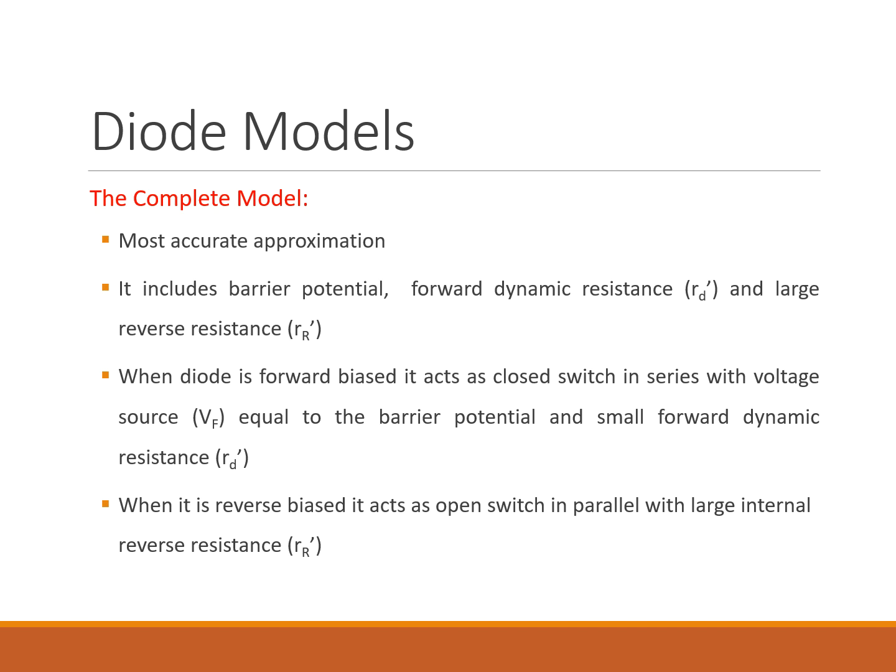Okay, you've seen the ideal model, explored the practical one, and now it's time for the real deal, the complete diode model. This is the most accurate way to represent a real diode in a circuit, and what makes it complete is that this model goes beyond just the barrier potential. It also includes the forward dynamic resistance, denoted by R sub E prime, which is the resistance the diode shows when it's conducting. We also have a large reverse resistance, R sub R prime. That's the resistance when reverse biased, and it's usually very high, but it's not infinite.